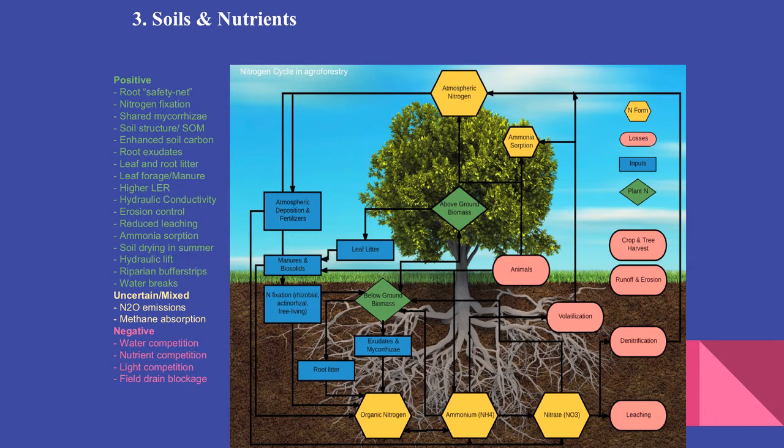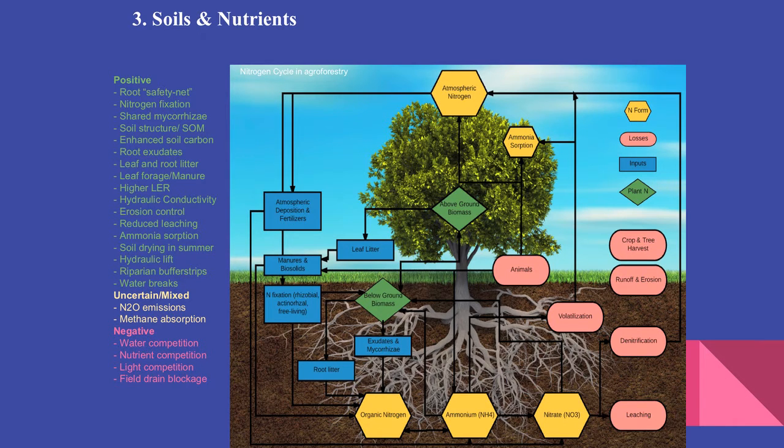There's quite a bit of evidence for hydraulic lift, which means that water sometimes is taken up from deeper areas, and the surface roots of the tree can exude some of that water in the early morning, which benefits the crops. Also, a lot of work about riparian buffer strips and water, and we'll come on to water breaks later.